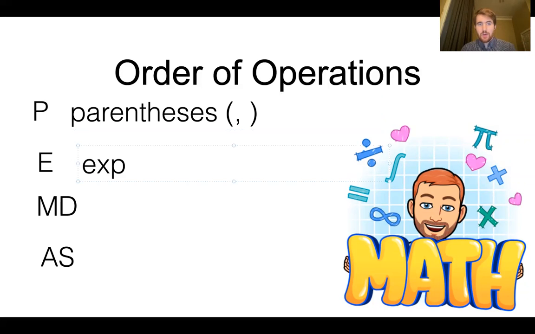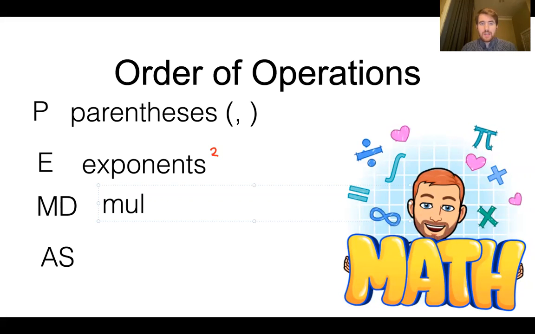E stands for exponents. Exponents are those little numbers that go up and above. And a rule we've decided in math is that we do exponents before we do anything else, except for things in parentheses. That's the second thing we do when we're solving an equation.